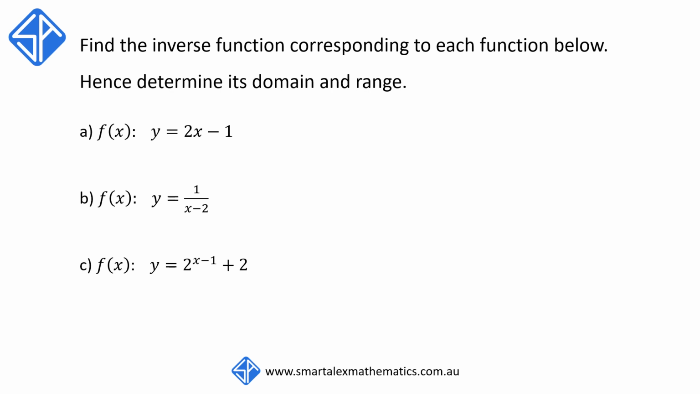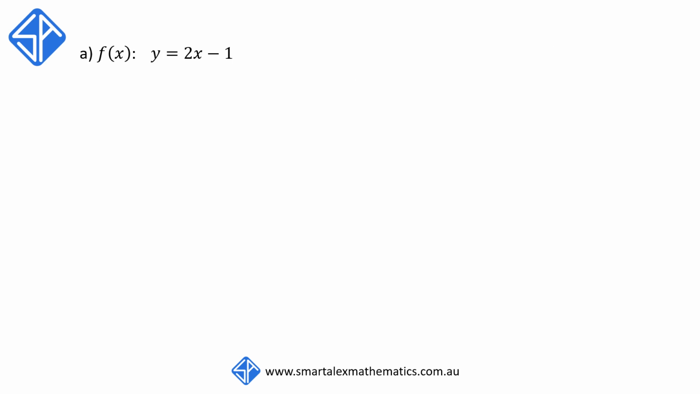For our example, we're going to be finding the inverse function corresponding to each of these functions below, as well as determining its domain and range. For our first example, we've got the function f(x) defined as y = 2x - 1. In order to find the inverse function, we need to swap the x and the y variable. So the y gets replaced by x and the x gets replaced by y. We now need to rearrange the equation to make y the subject.